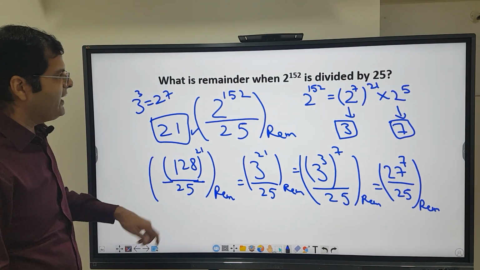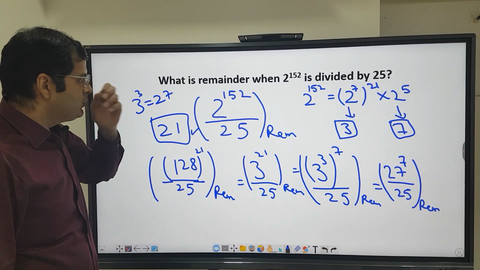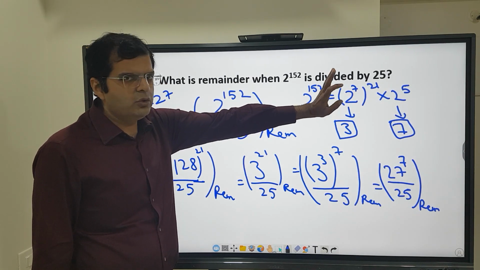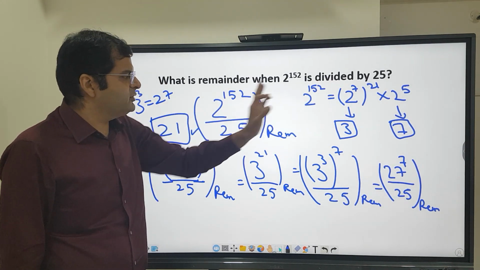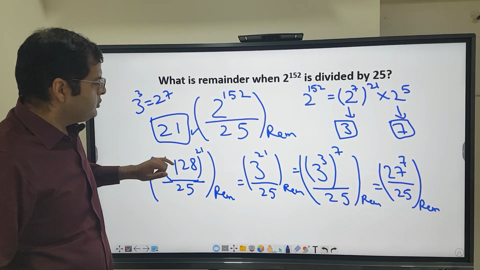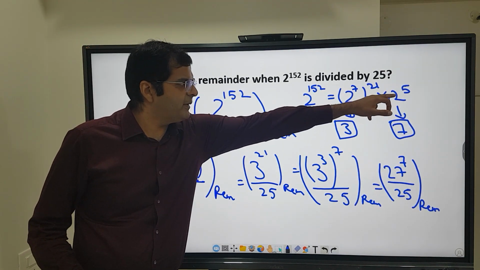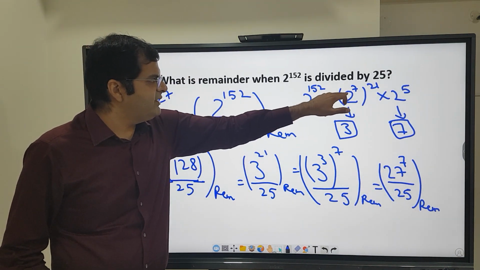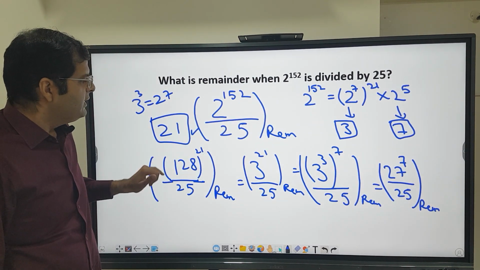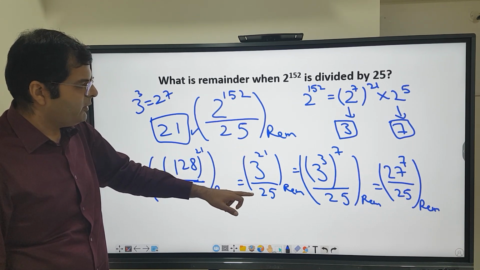Just a quick recap. We have to find the remainder of 2 raised to 152 upon 25. We wrote 2 raised to 152 as 2 raised to 7 whole raised to 21 into 2 raised to 5. Why? Because 2 raised to 7 is 128, which is close to a multiple of 25. Now we'll find the remainder of this part and the remainder of the other part and multiply them. First, the remainder of 128 raised to 21 upon 25. The remainder of 128 upon 25 is 3, so this becomes 3 raised to 21 upon 25.